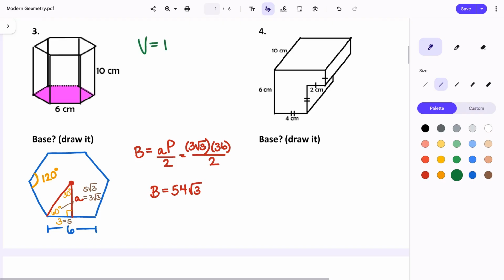Volume said area of the base times height. Well, we just found the area of the base to be 54 square root of 3. What's the height of my prism? 10. Again, you're thinking, how far apart are those hexagons? 10. So what's my volume? 540. Very good.